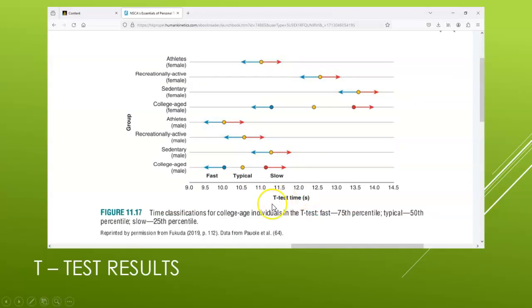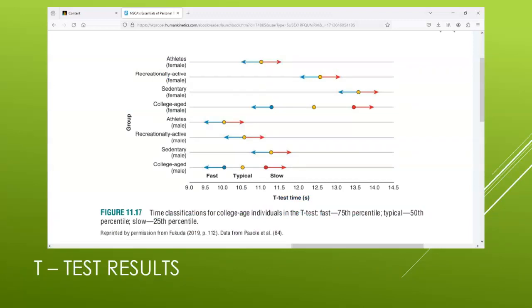All right, so let's go ahead and move on to the results on this. When you look at the classifications again, please notice college age individuals. And typical would be 10-5. Slow is out here to the right. Fast is a lower time. Again, males look like they're scoring a little bit higher than females in general. And if we take a look at this, they don't really break this out too well in terms of different sports, but they do break it out just in terms of gender.